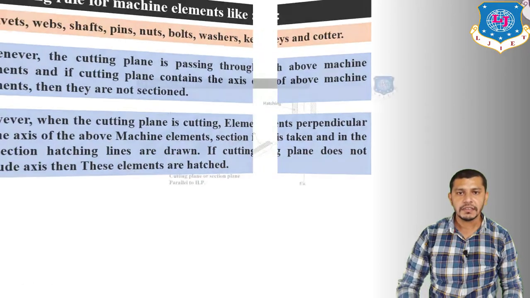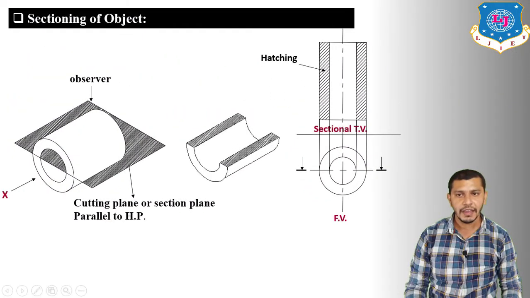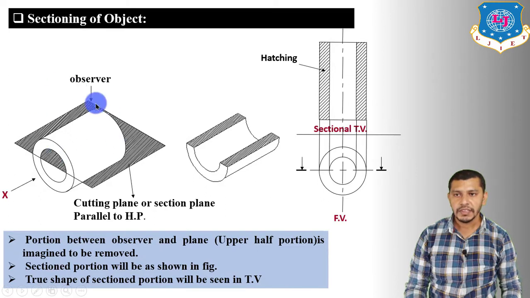Now let us discuss all these points by using an example. In this example we have to cut this object, which is a hollow cylinder, by using a cutting plane which is parallel to the horizontal plane. So we have to cut this object to observe the internal parts of the object. And after taking the section, we have to remove the part which is in between the observer and the cutting plane.